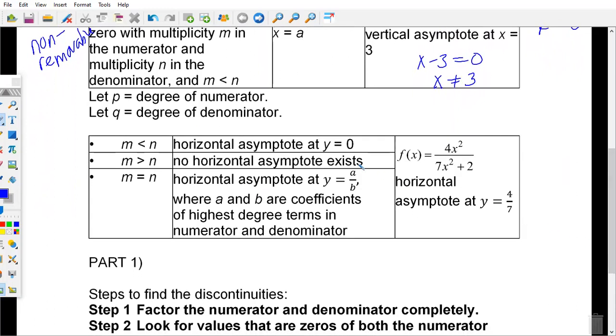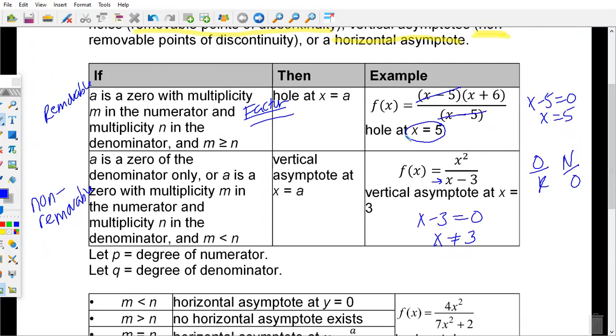Is x equal to 5? We have a hole at 5, and that's because it was taking it out. If I can take it out, it creates a hole. If I can't take it out, it makes a vertical asymptote. A hole is literally a hole in your graph. There's a small, tiny space that will separate your graph.